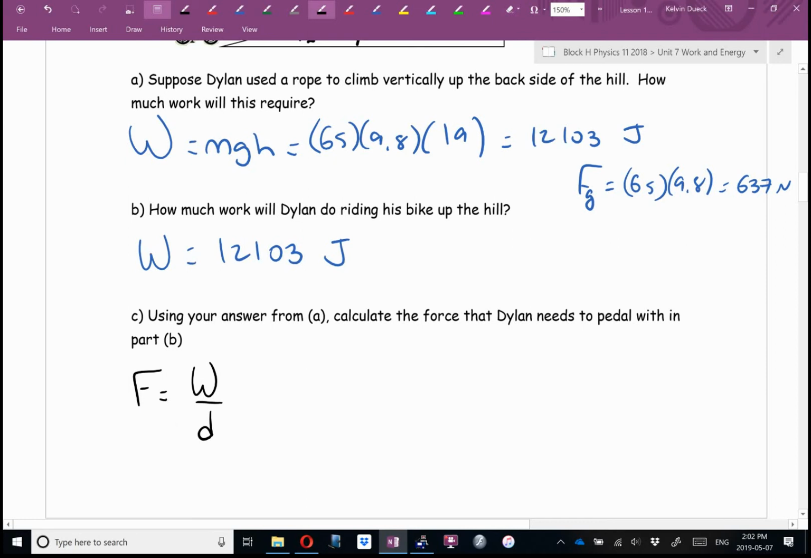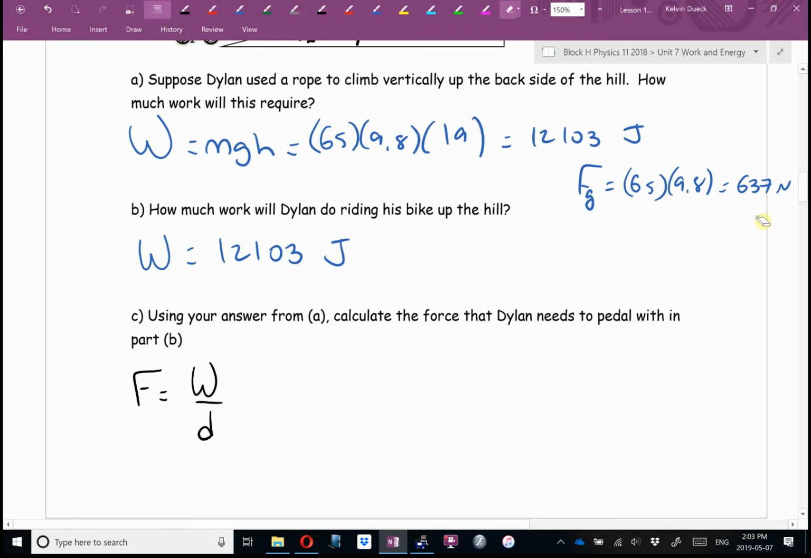As the hill gets steeper, what happens to the length of the ramp? It gets shorter. In fact, if it was dead vertical, I can tell you exactly how long it would be, 19 meters. If it's just off of vertical, it's going to be like 19.2, 20. The shorter it is, which means it's steeper, the bigger this force will be because you're dividing by a smaller number. That's why it's tougher to ride up a steeper hill than it is a shallower hill.